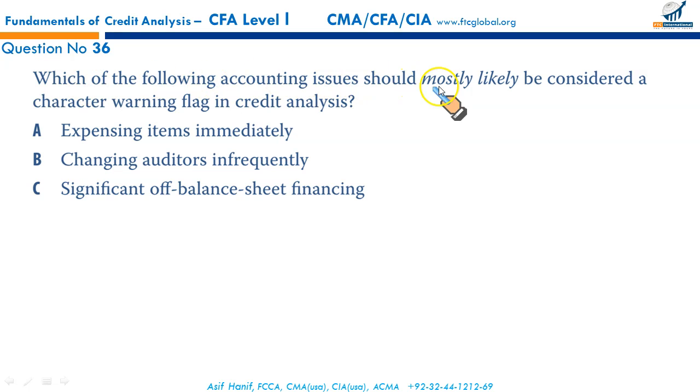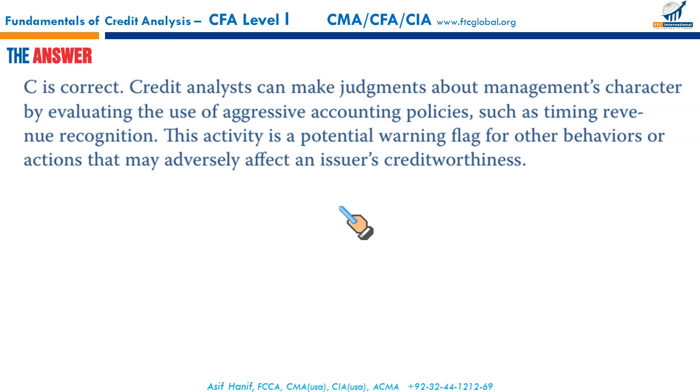Which of the following accounting issues should most likely be considered a character warning flag in the credit analysis? Expensing items immediately, well, that's not a cause of concern. That's conservative accounting and it's fine. Changing auditors infrequently, that's good too. Frequent change would have been a cause of concern that maybe the management is trying to cook the books, and that's why there are disagreements between the management and the auditor, and that's why auditors are changing frequently. So A and B are not an issue for me. Significant off-balance sheet financing, now that's aggressive accounting, and that's a character warning sign. Look no further, C is the right option.